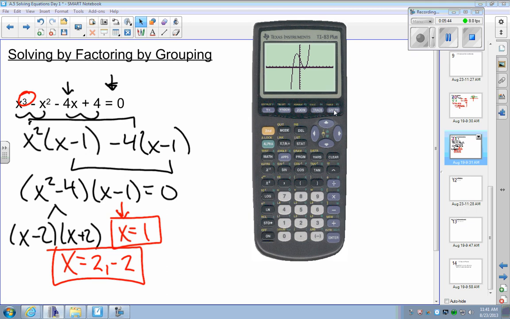So there's another kind of little special case. Grouping is going to be a dead giveaway whenever you see 4 terms.